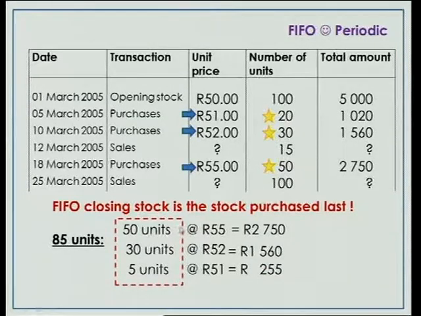We say 50 times 55 is 2750. 30 units times 52 is 1560. And 5 units at 51 rand is 255. So the value of my closing stock is these three added, which gives me 4565. What would have happened if we didn't have opening stock? Then we just would have added all our purchases. That's the one question we have here.